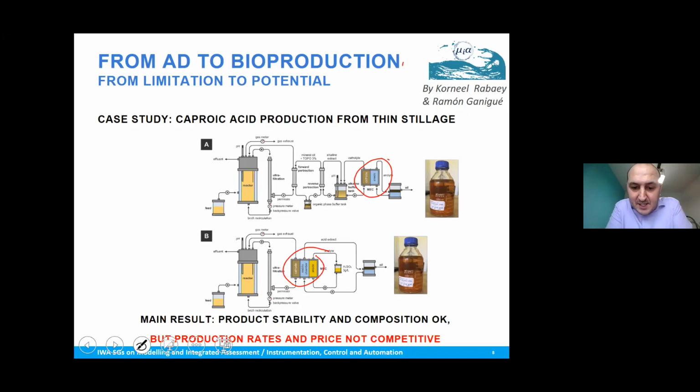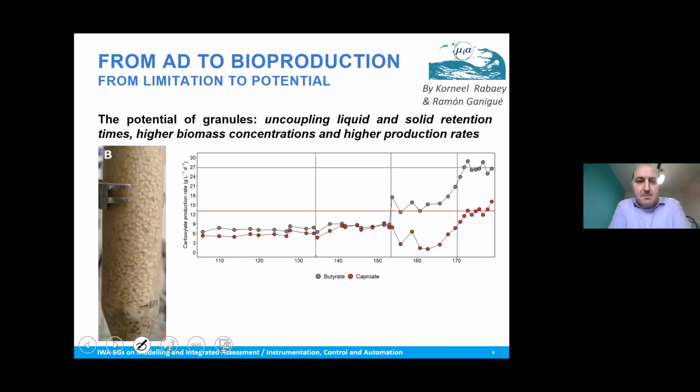The main results of these experiments show a good product stability and a good composition of the caproic acid. But unfortunately, the production rates and the price of the caproic acid were not competitive, which requires further improvement of this technology. They explored the potential of granules, which allow uncoupling liquid and solid retention times, support higher biomass concentration and therefore a higher production rate.